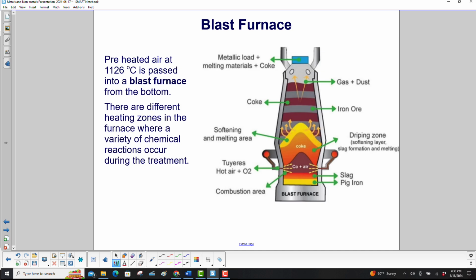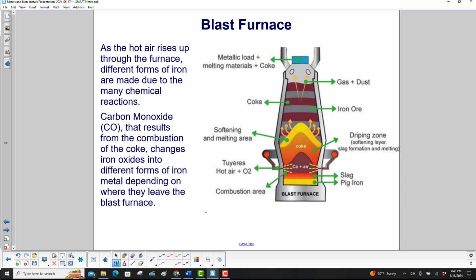Preheated air at 1,126 degrees Celsius is passed into a blast furnace from the bottom, like this. There are different heating zones in the furnace where a variety of chemical reactions occur during the treatment.